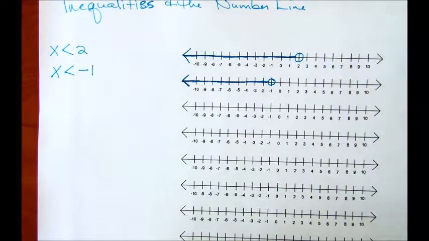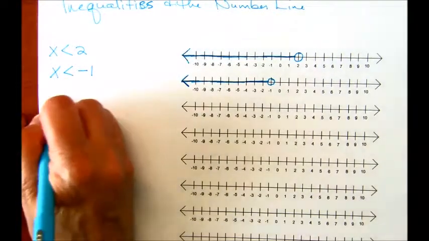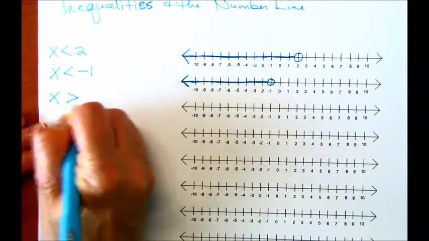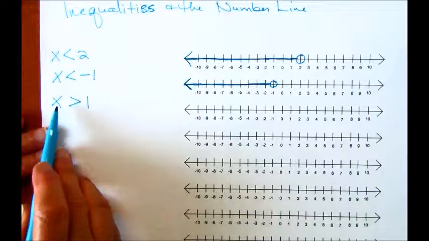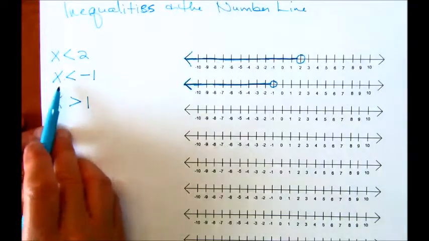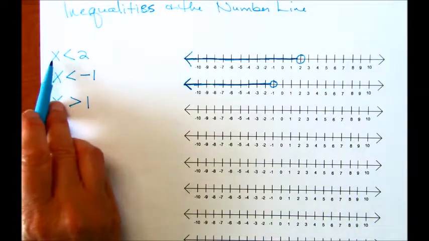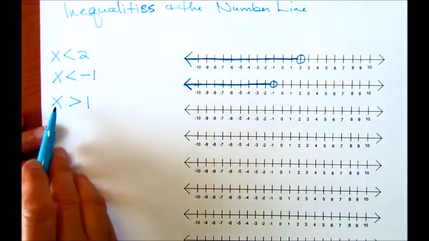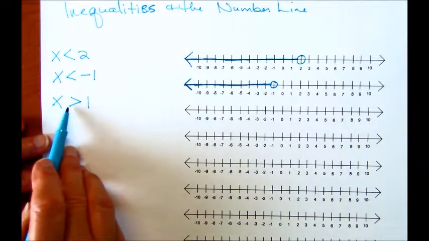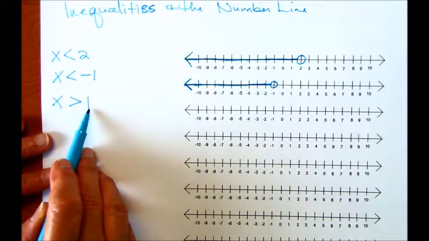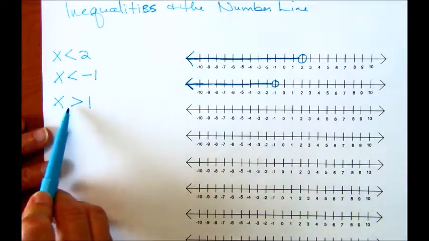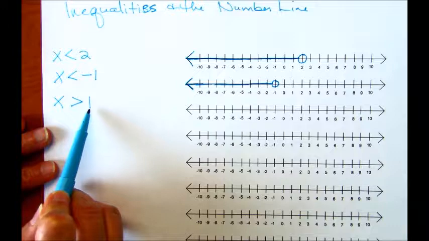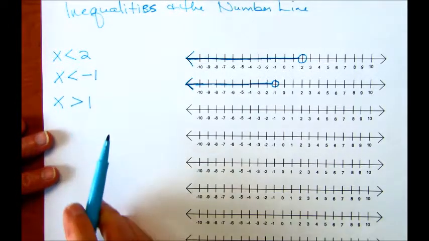Let's look at greater than. X is greater than 1. So notice, it's not less than. Again, we're reading left to right. X is less than 2. Here, x is greater than 1. Okay? And notice the point is pointing to the smaller number. Okay?